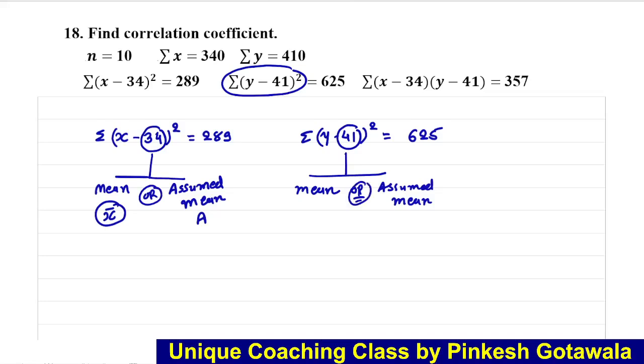Now here this is about variable y. So what would be the mean for variable y? That is y bar. And what would be the assumed mean for variable y? That is b. So it means that this 41 may be y bar or maybe b.